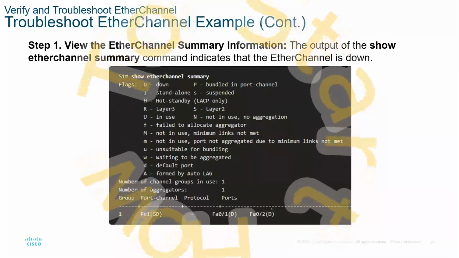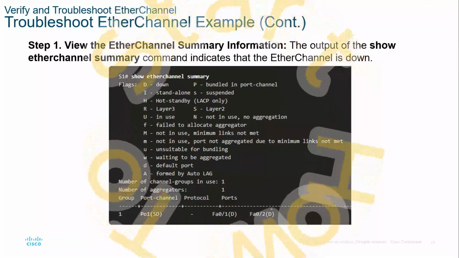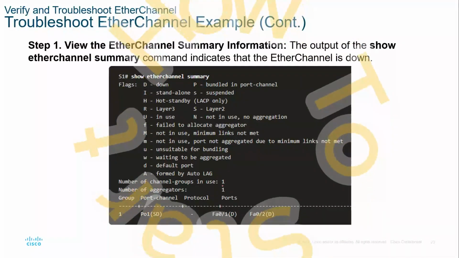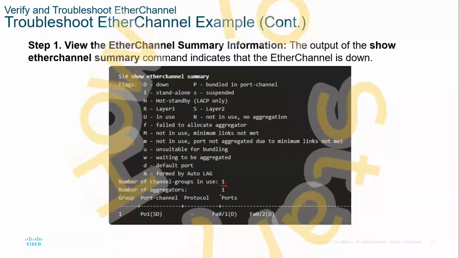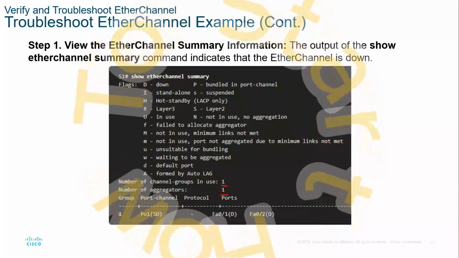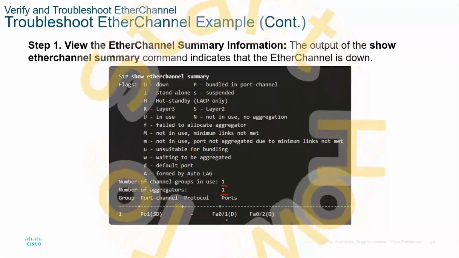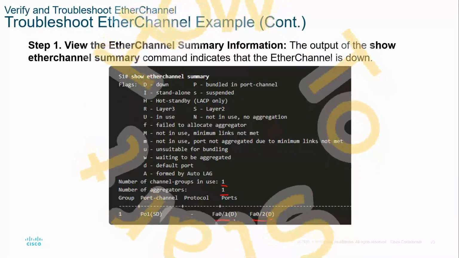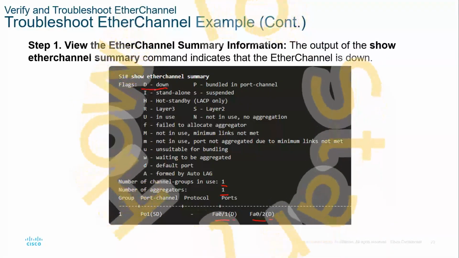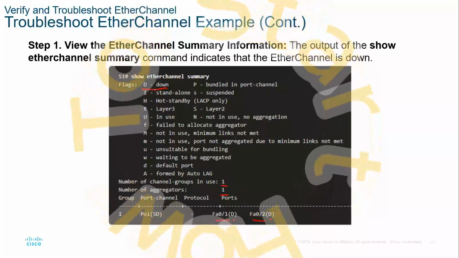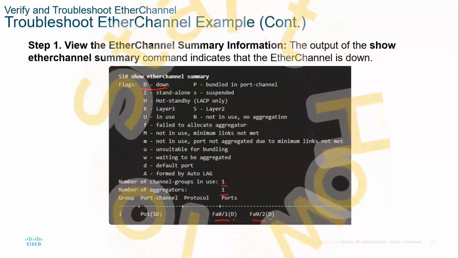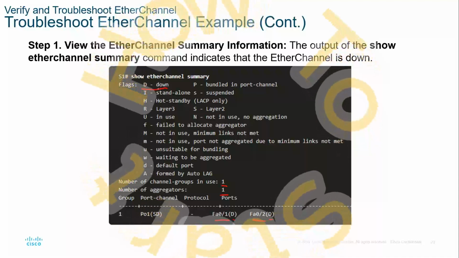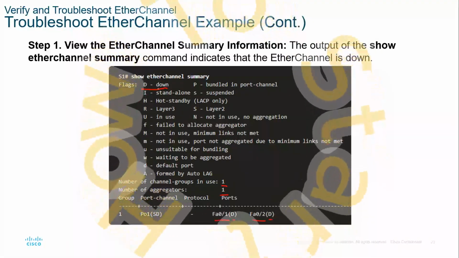Show etherchannel summary will let us see, first of all, the key of the flags. The number of channel groups in use, we got 1 channel. Number of aggregators, we have 1. And we can see the port group, the port channel, and the ports that are there. So we have Fa0/1 and Fa0/2 in a down state. D is down. So SD, layer 2, capital S, and down. So for whatever reason, our links are down.